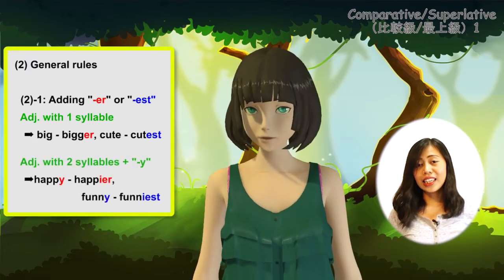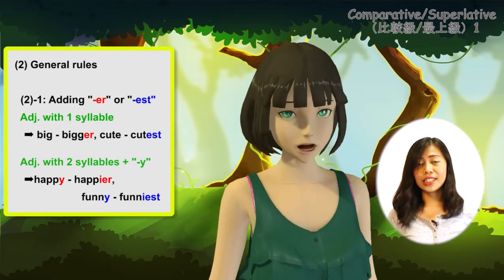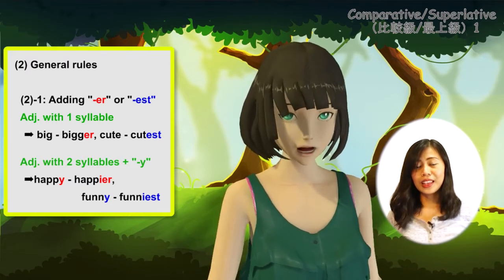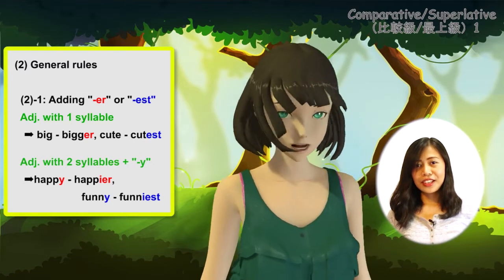We add ER or EST to 2-syllable adjectives ending in Y. For example, happy, happier. Funny, funniest.